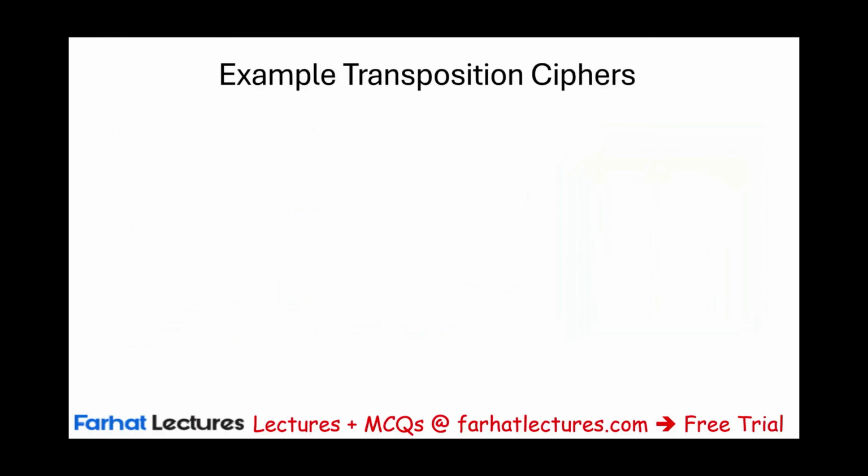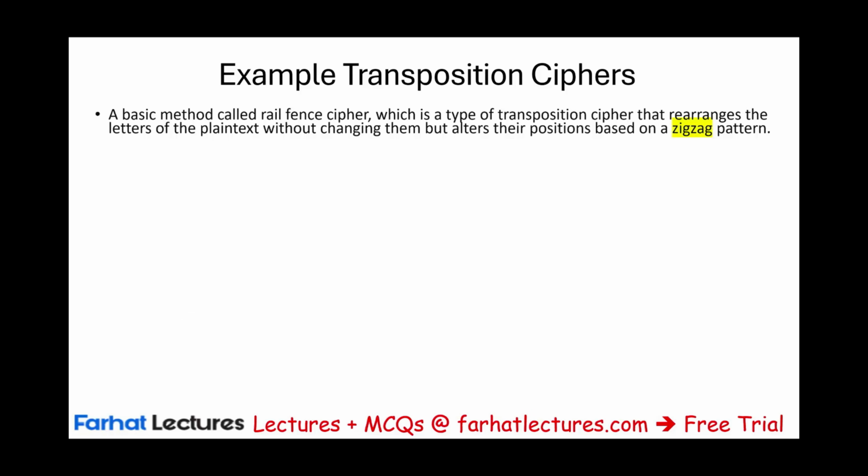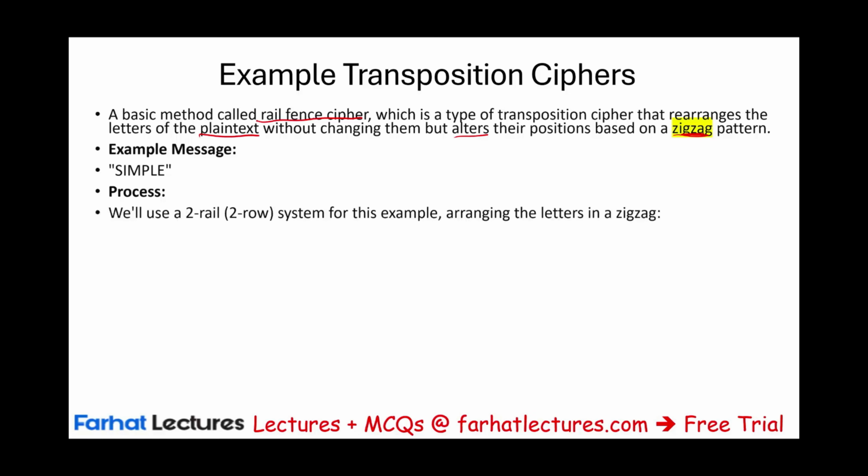Again, let's take a look at an example to see how this works. A basic method called the rail fence cipher, which is a type of transposition, rearranges the letters of a plain text without changing them, but alters their position based, for example, on a zigzag pattern. It doesn't have to be zigzag, it could be any pattern. For example, we have the word simple. In this example, we will use a two-row system, arranging the letters in a zigzag.